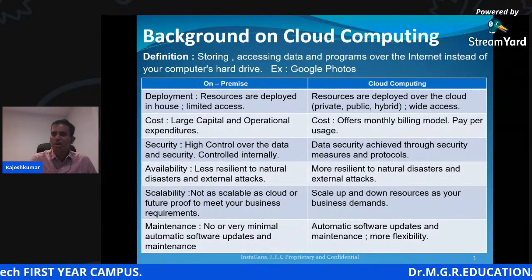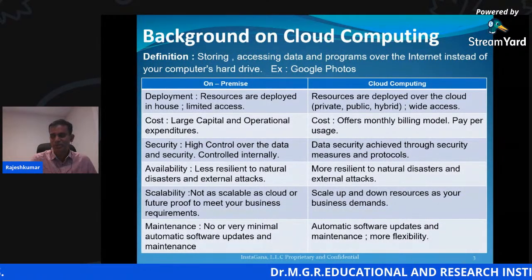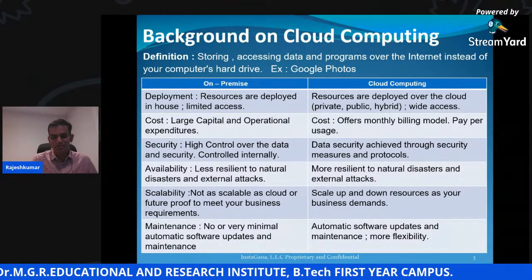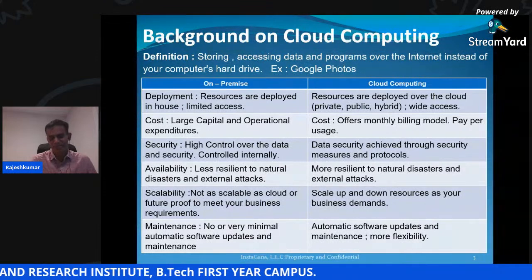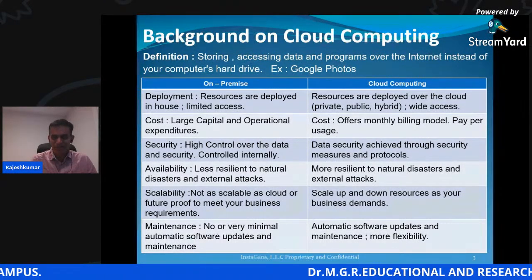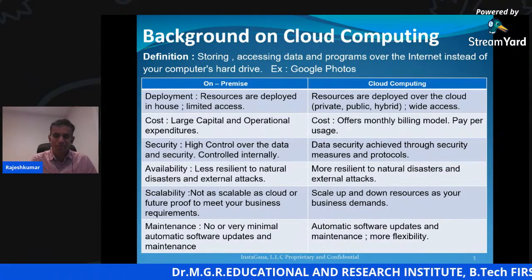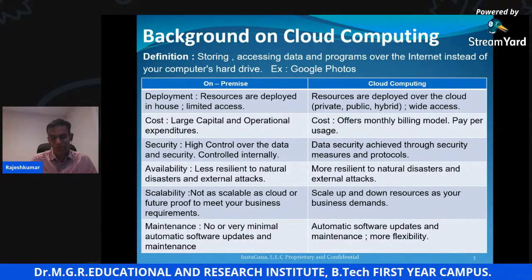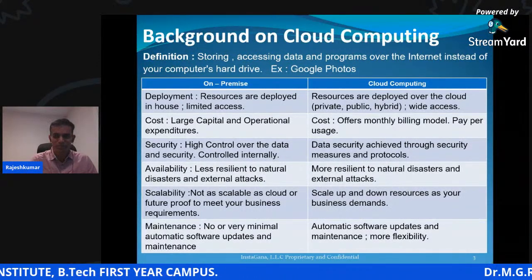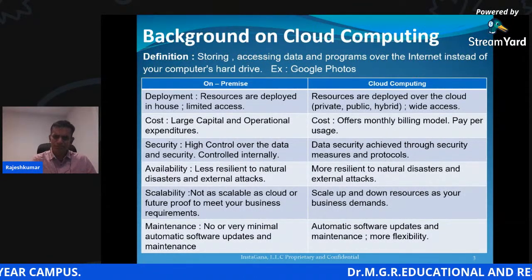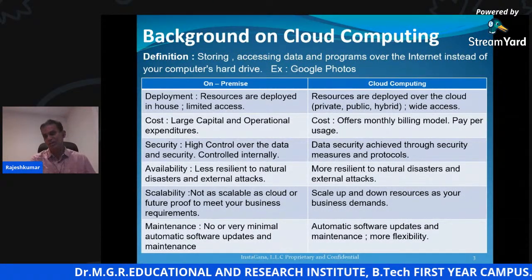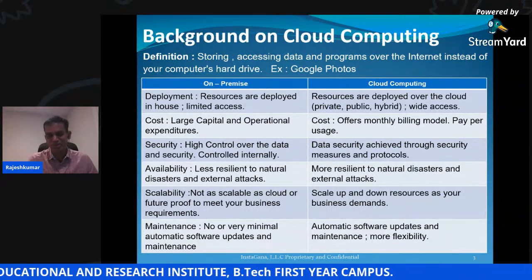So when you talk about how these cloud things were formed, it was all about sharing the infrastructure. Initially, during the mainframe days, multiple people could not afford to use the mainframe for their computing, but they wanted to use the machine for their processing. That's how the time sharing machine concept came about.